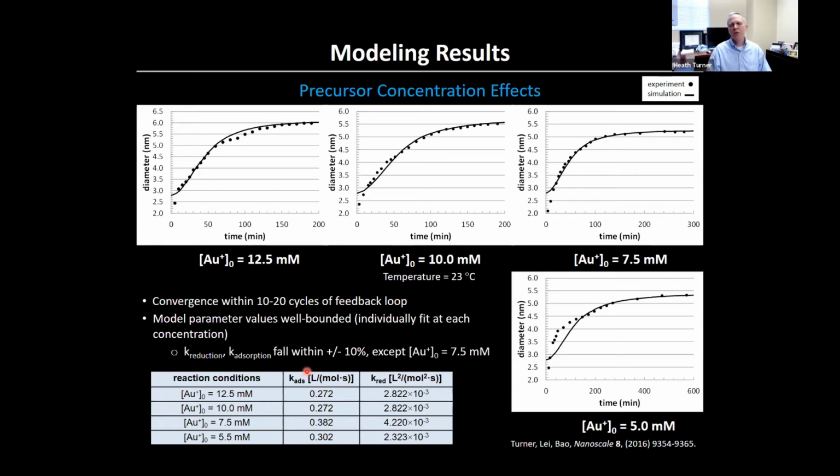So when we do this, we've also made predictions outside of our original fitting as well. So in other words, what we can do is we can fit at a couple of different temperatures and make predictions at higher temperatures. Or again, we can change the precursor concentrations and again, get very good agreement at other precursor concentrations as well.